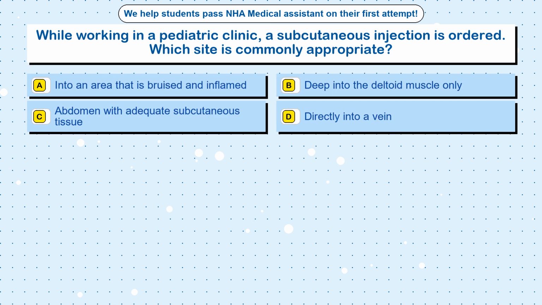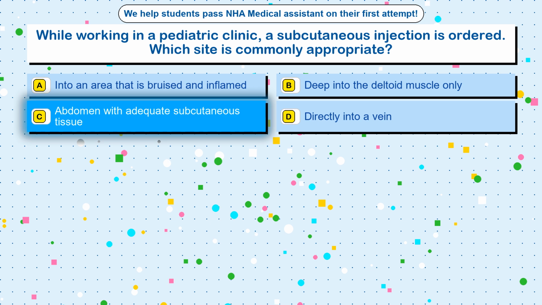Question 40. While working in a pediatric clinic, a subcutaneous injection is ordered. Which site is commonly appropriate? Option A. Into an area that is bruised and inflamed. Option B. Deep into the deltoid muscle only. Option C. Abdomen with adequate subcutaneous tissue. Option D. Directly into a vein. The correct answer is option C.